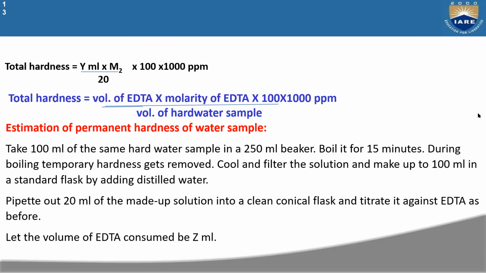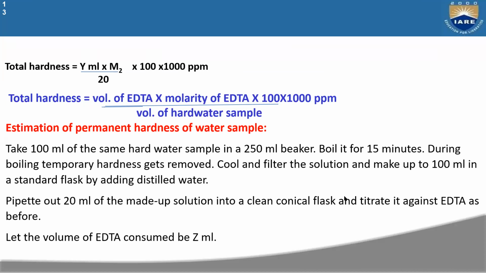So the next one is estimation of permanent hardness of water sample. Permanent hardness of water means we have to remove the temporary hardness. How do we remove the temporary hardness? By boiling, right? By boiling, we can remove the carbonates and bicarbonates, right?